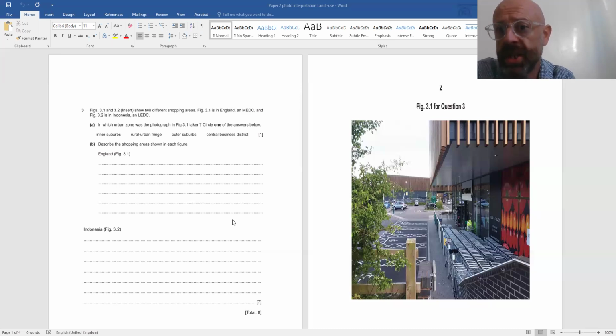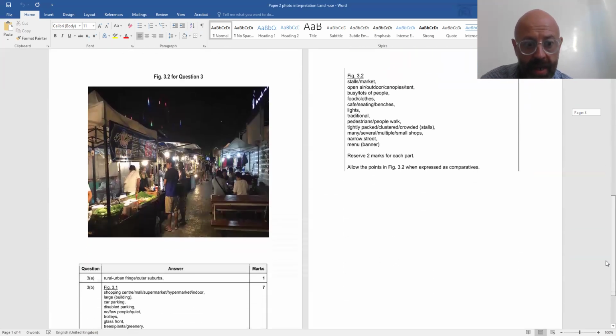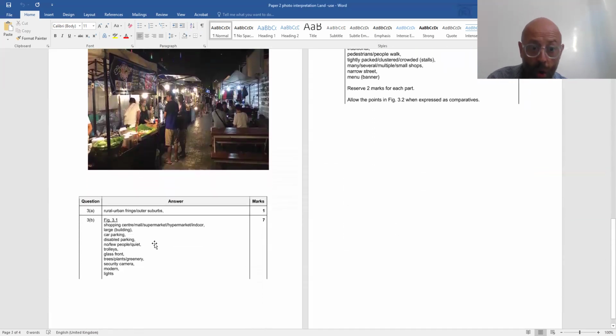Okay. We can see a supermarket with trolleys. We can see other large buildings, a car park with disabled parking, by the way. It seems quite quiet. There's not many people about. There's a lot of space there. Okay. We can see all these things. Okay. And if we go to the answer, which I need to move myself and scroll down, you will see that to get the points here, it's a shopping centre, or you could say a mall, supermarket, hypermarket. Okay.